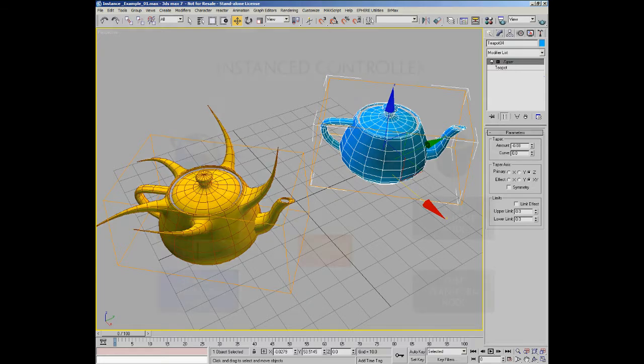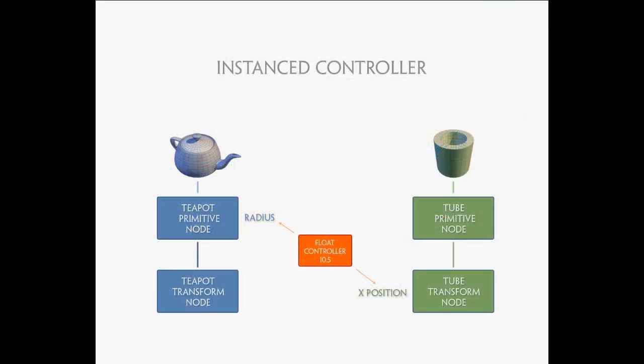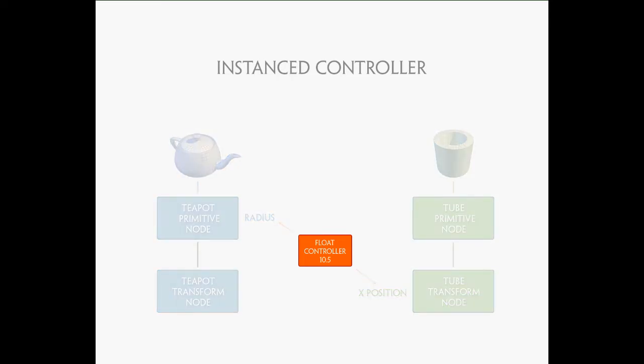Let's have a look at our third example now. The third scenario is when a single controller is shared between multiple nodes. In this case, the controller can be connected to any number of scene nodes, and in many cases it would not be plugged into a similar parameter.